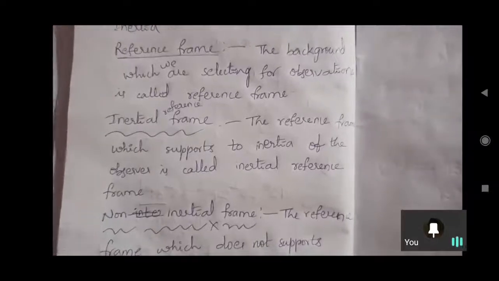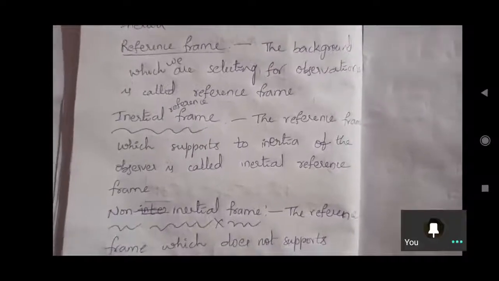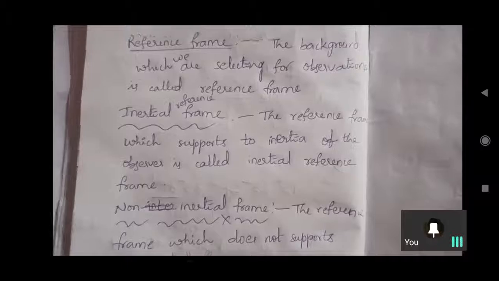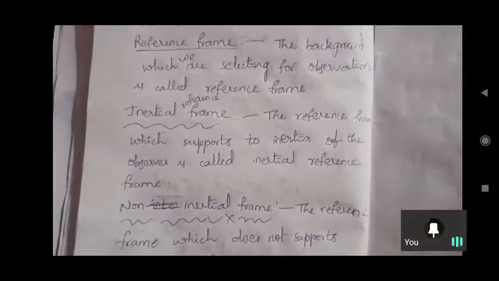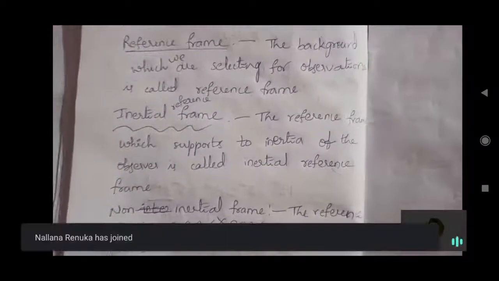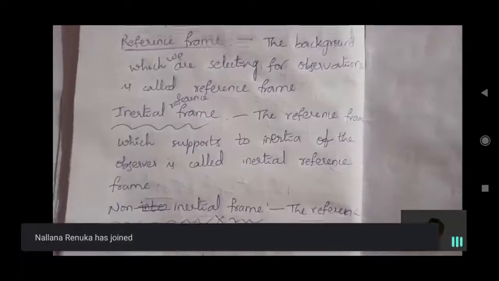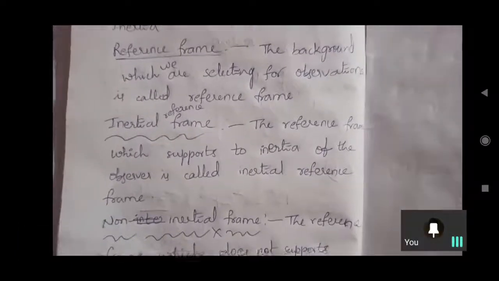We are observing the objects by standing inside the bus. That is a non-inertial frame. We are observing the objects by standing on the road or walking on the road. The road is an inertial frame.